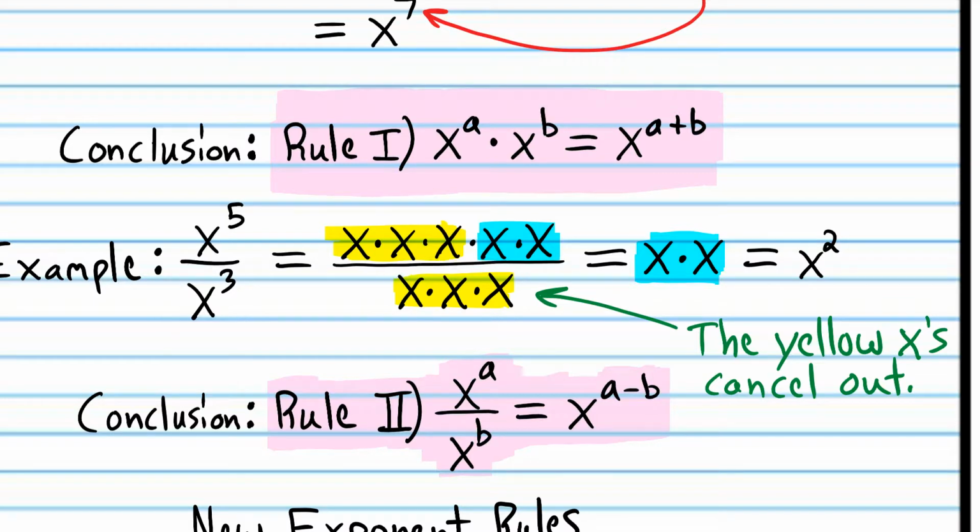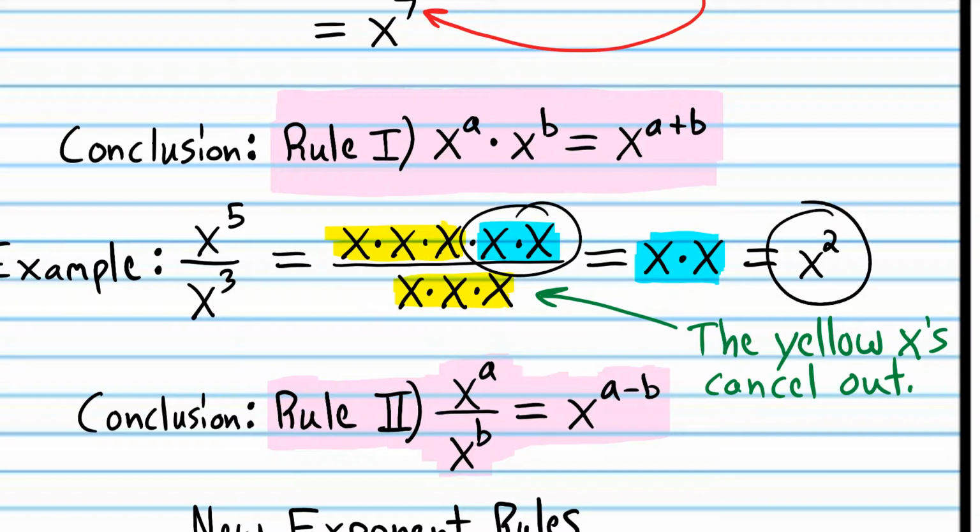Now, remember, when you have factors in the numerator that are the same as factors in the denominator of a fraction, you can just cancel those out. They go away, and you're left with the 2 x's here, which you can put together as x squared. So what you're doing is you're taking the number of x's in the top, and you're subtracting the number of x's in the bottom, and that becomes your new power. 5 minus 3 is 2.